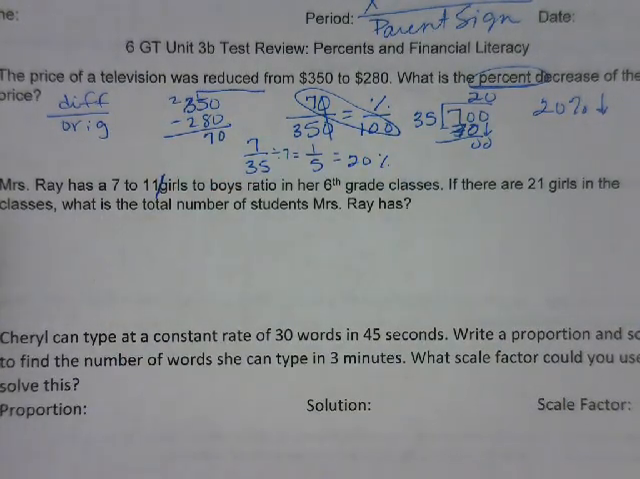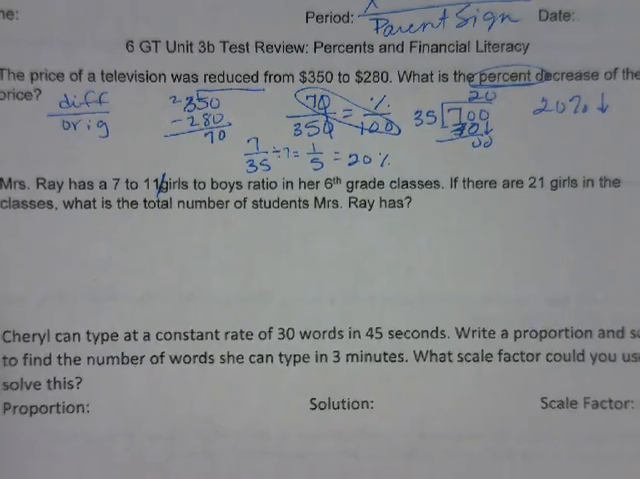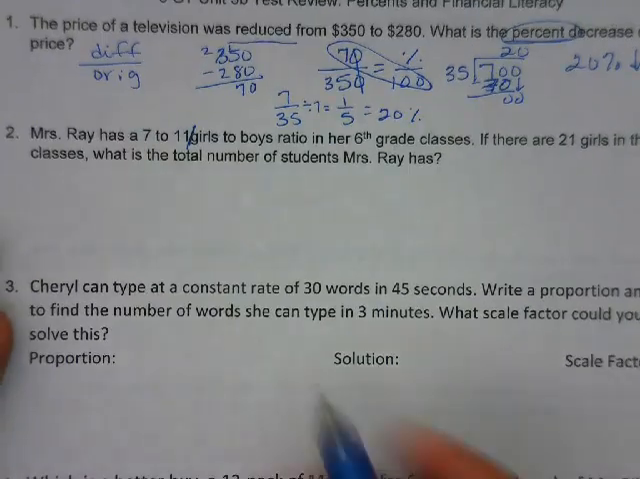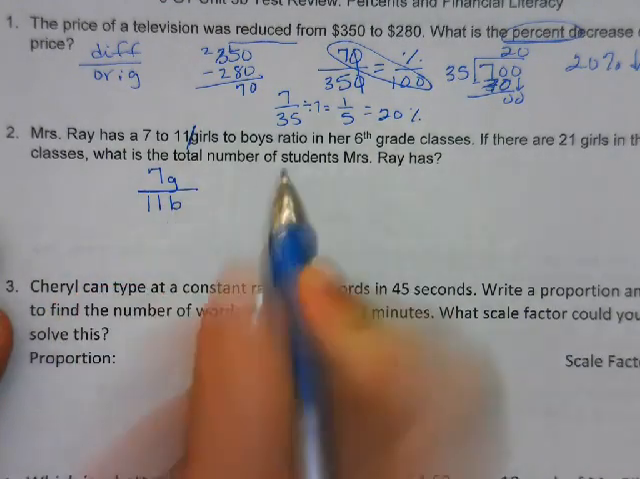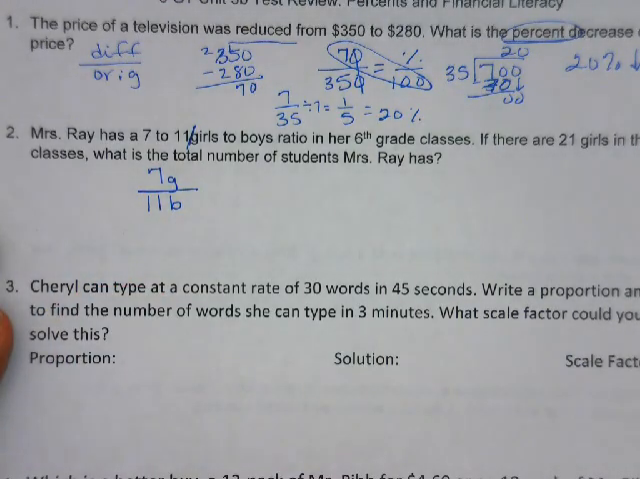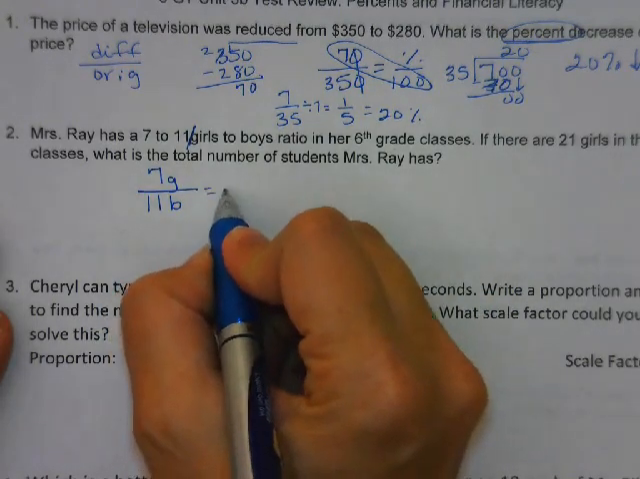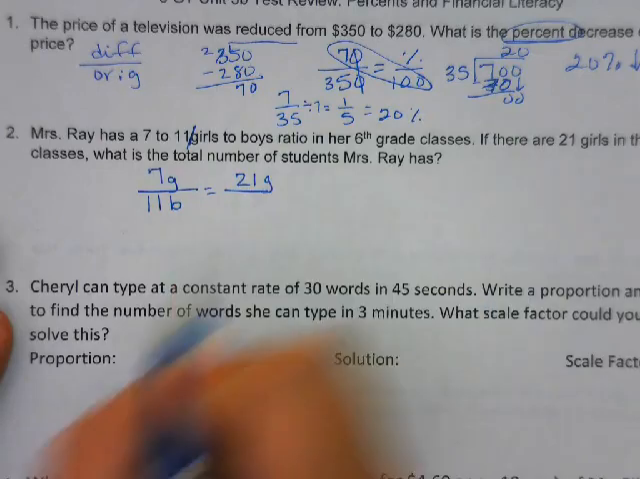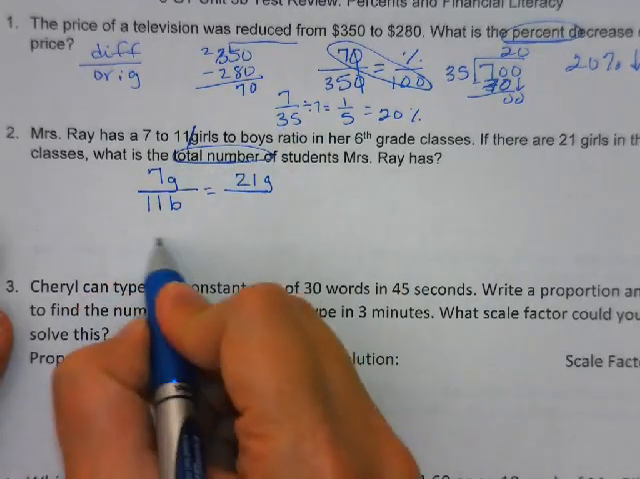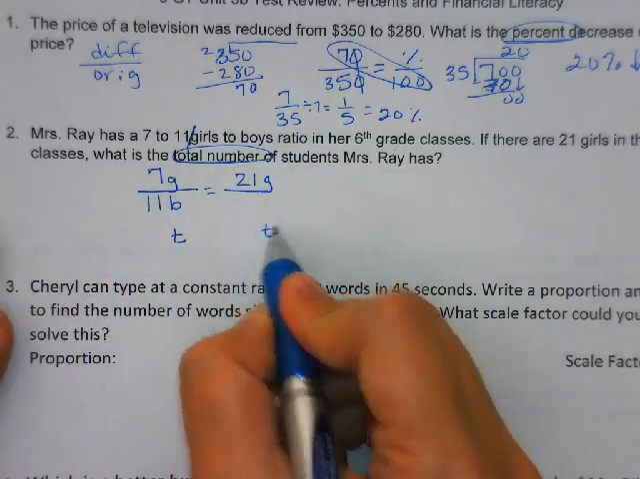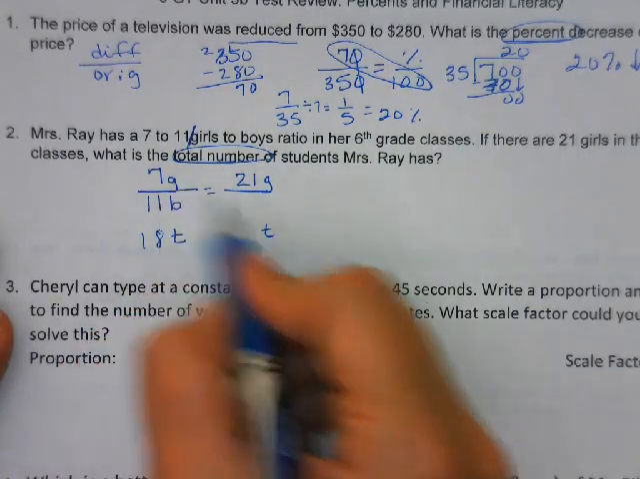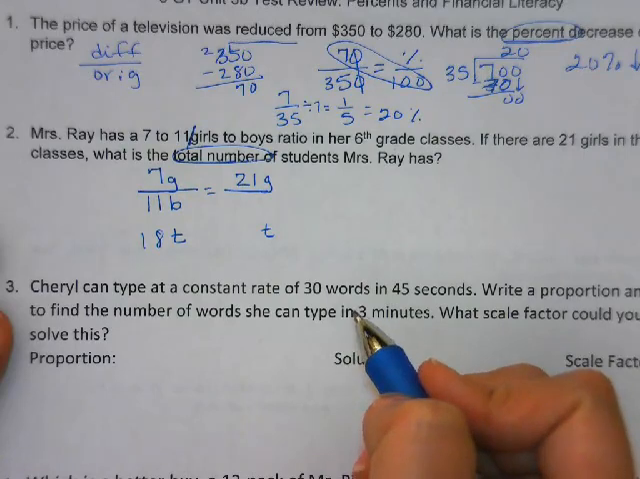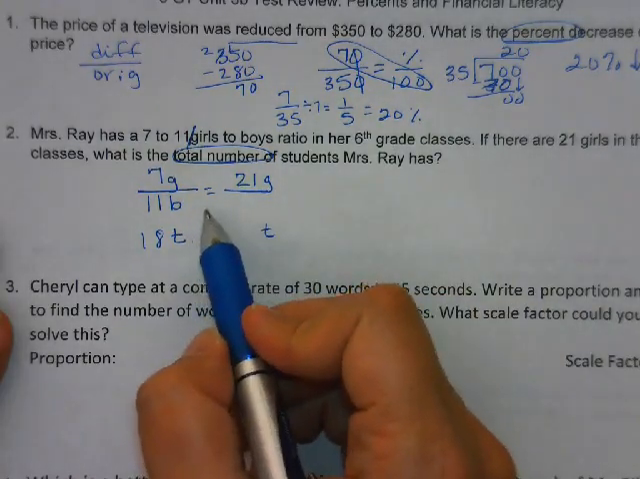Mrs. Ray has a 7 to 11 girls to boys ratio in her 6th grade classes, so I'm going to go ahead and label that 7 over 11 girls and boys. Make sure that you're labeling your proportions. If there are 21 girls in the classes, what are the total number of students? So I'm going to add another layer here because they want total. So I need to add these. This is 18. So you can do a couple of different ways to solve this.